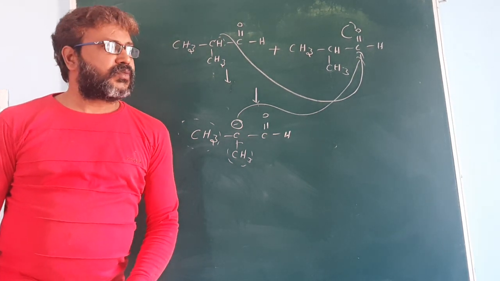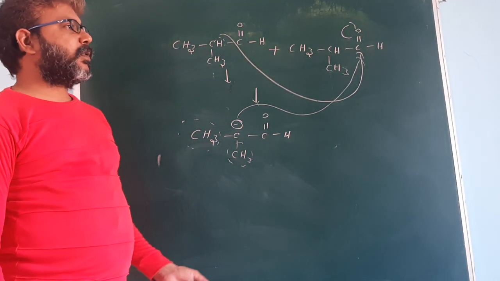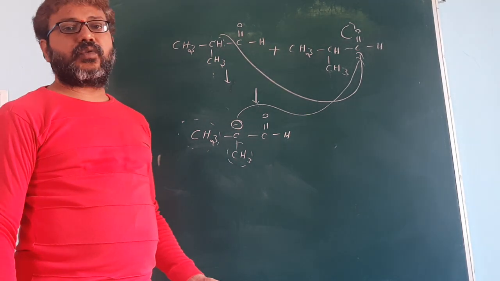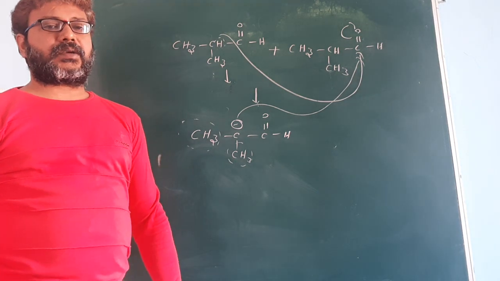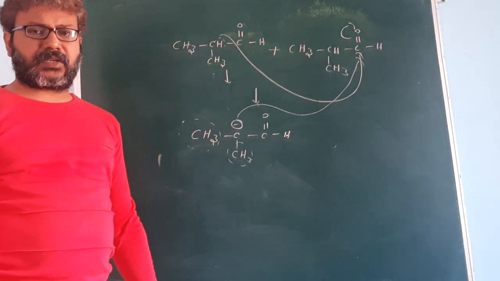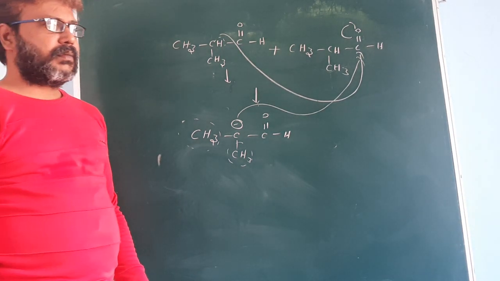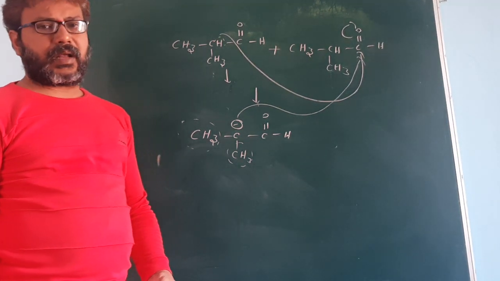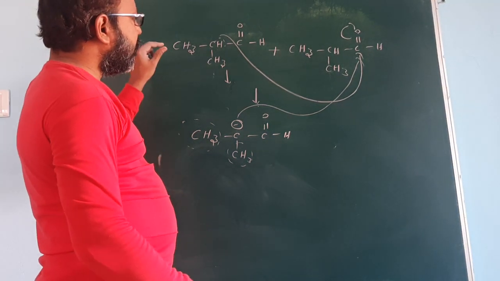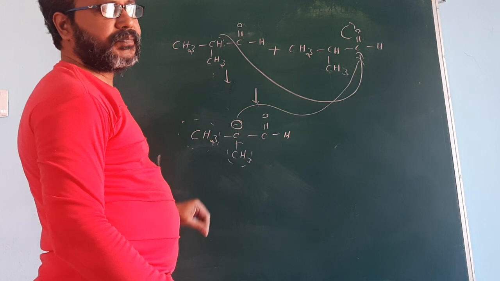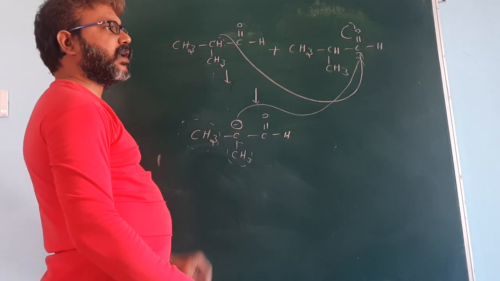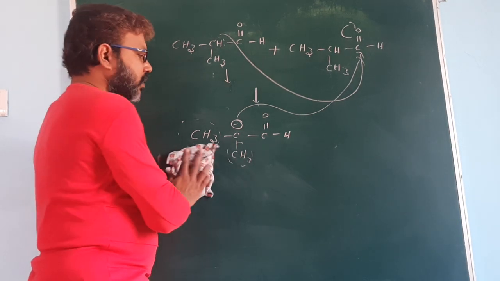So that's why 2-methyl propanal has an alpha hydrogen, but it cannot undergo self-aldol reaction, but it undergoes crossed aldol condensation. It cannot undergo self-aldol reaction. So this is one exception. It undergoes Cannizzaro reaction.